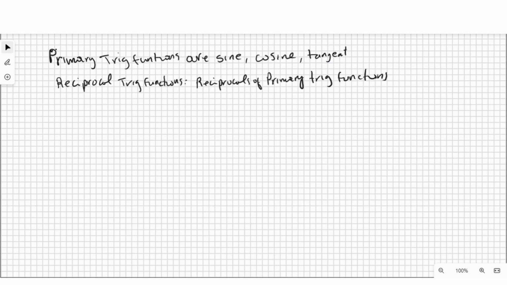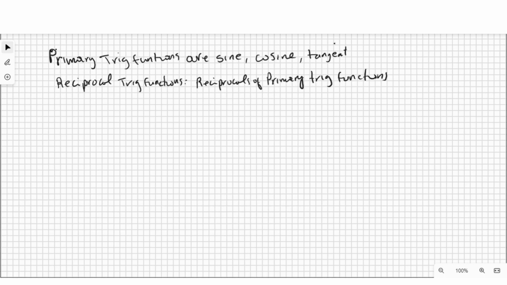Okay, today our lesson will be reciprocal trigonometric functions. We know the primary trig functions are sine, cosine, and tangent. So reciprocal trig functions, as its name suggests, are the reciprocals of the primary trig functions.